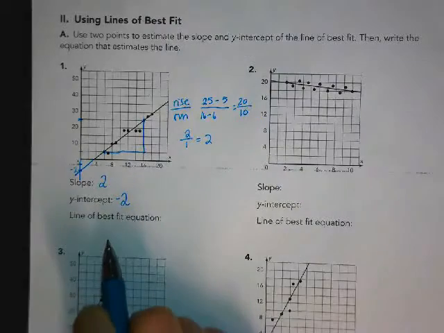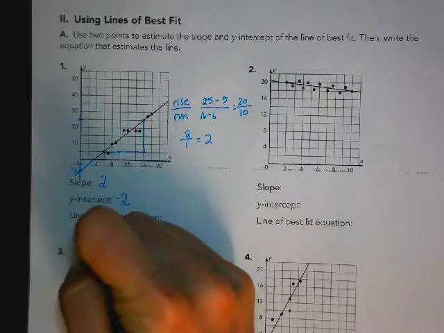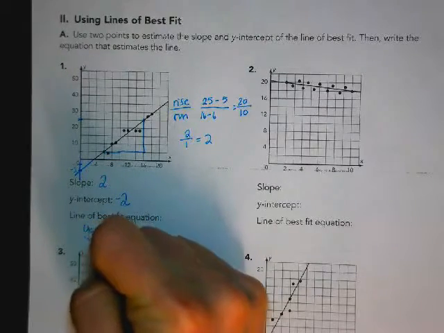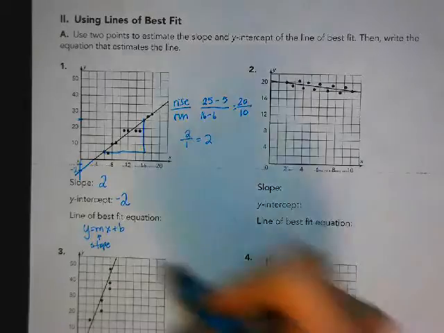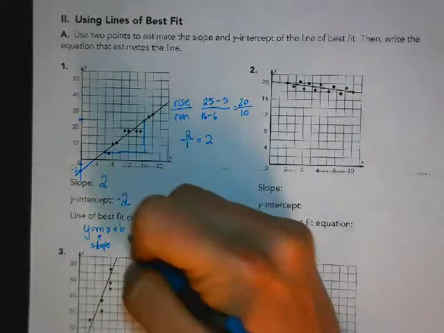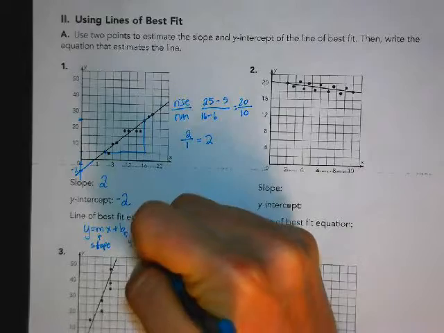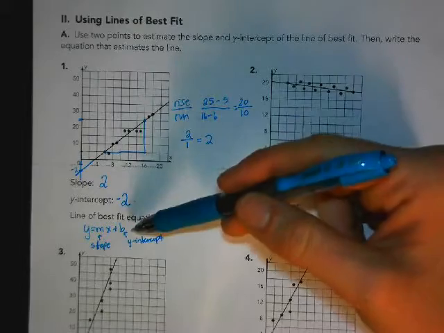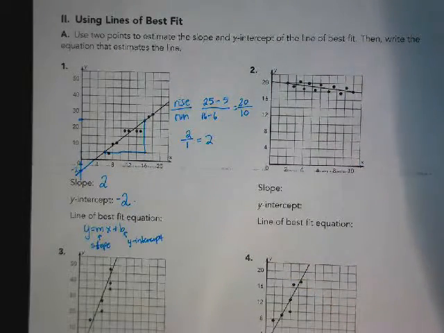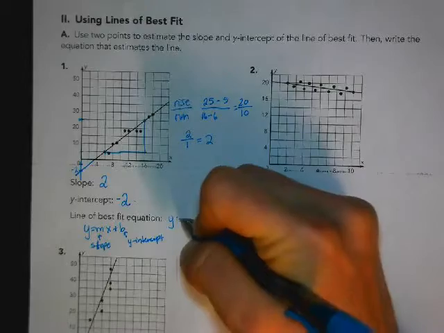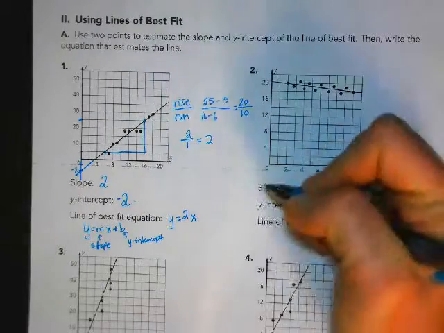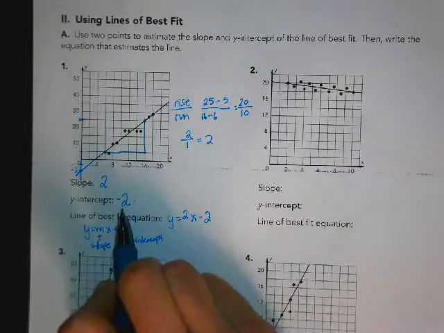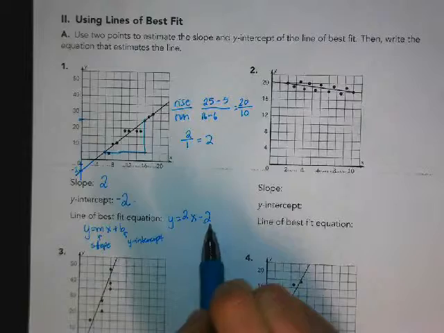And now remember that our slope equation is y equals mx plus b, where our m is the slope, and our b is the y-intercept. So I'm just going to put these values into this equation and leave y and x as y and x. So y equals 2x, and although it's plus b, because we have a negative number for our y-intercept, it's going to be -2.